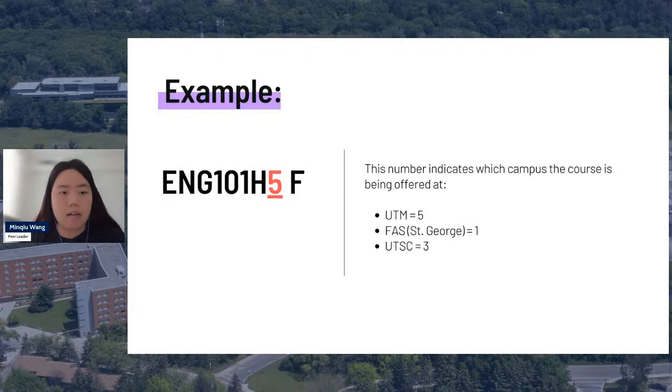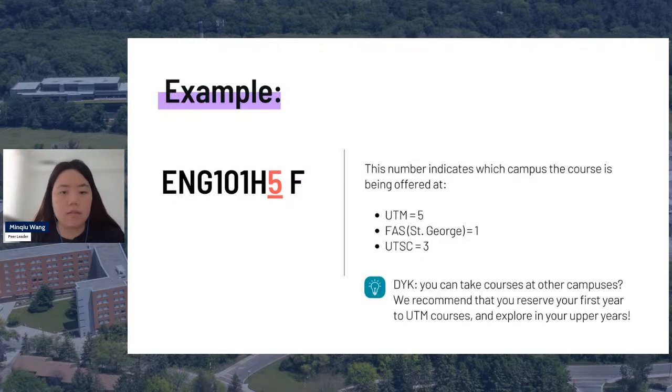The last number in any course code indicates which campus this course is being offered at. With our example, ENG101H5, because it has a 5 as the last number, we know this course is being offered at the UTM campus. UTM's number is 5. If a course is offered at St. George campus, then it will have a 1 as the last number. And UTSC's number is 3. Please keep in mind, you can explore courses at other campuses. However, we recommend that you reserve your first year for UTM courses and explore in upper year.